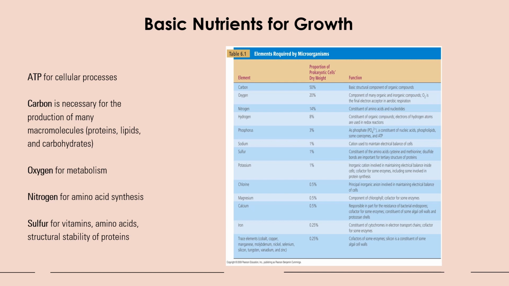These are the basic nutrients required for growth. ATP is required for cellular processes. Carbon is very much necessary for the production of any macromolecules like proteins, lipids and carbohydrates. Oxygen for metabolism. Nitrogen for amino acid synthesis. Sulfur for vitamins, amino acids, and structural stability of proteins. These are the elements which are required by microorganisms generally.